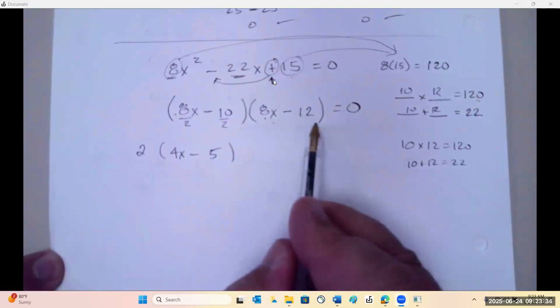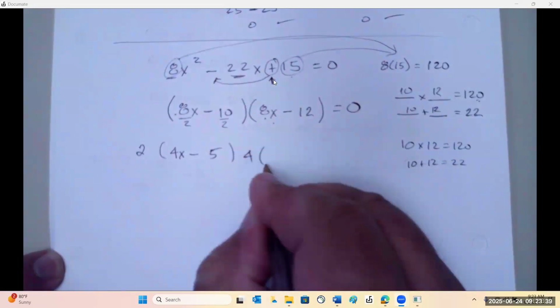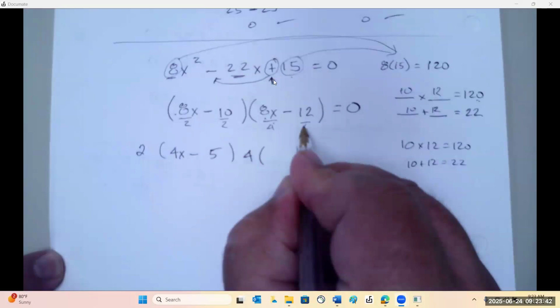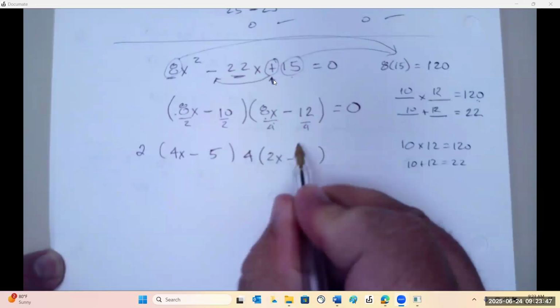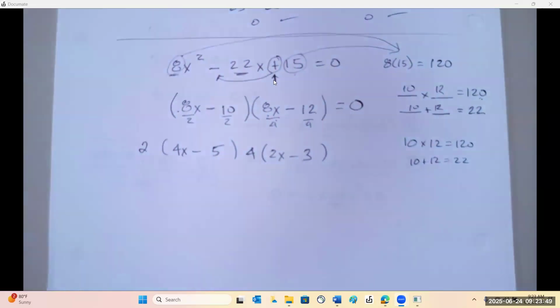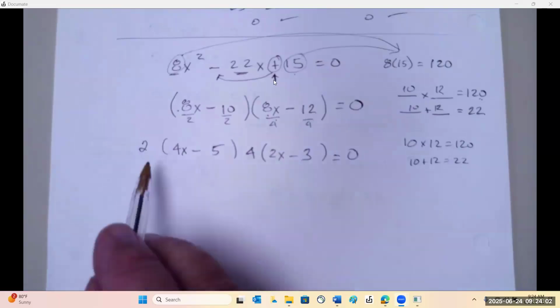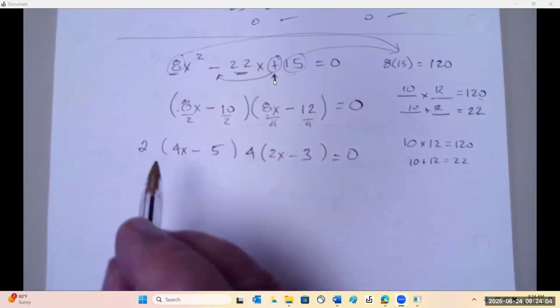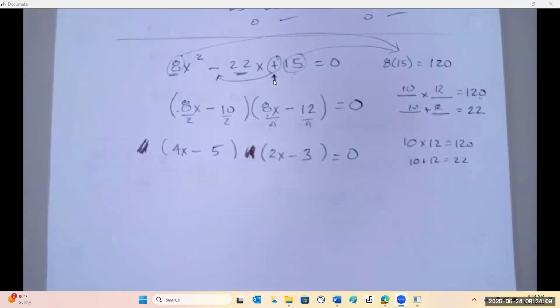What about here? What's the biggest number that goes into both here? Yeah, they both have a 4 in common. So I divide both of these by 4. 8 divided by 4 is 2. 12 divided by 4 is 3. At this stage, whatever I factored out, I just erase it, get rid of it.